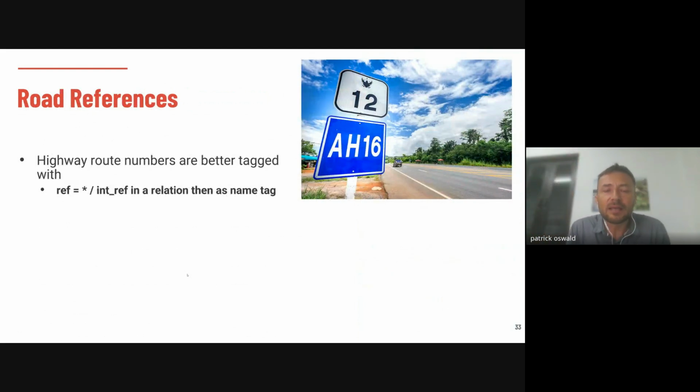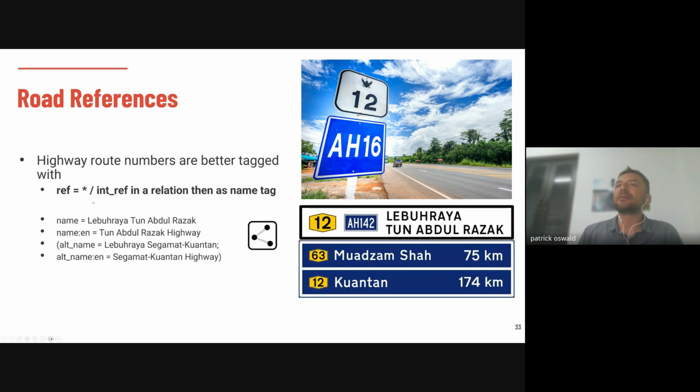One of my nearly last slides for today is road references. I mentioned it before: road references are not really names, so better not tag them as name. Example here, a name in Malaysia. The road is called Lebuh Raya Tun Abdul Razak. That is the correct Malaysian name. In English, Lebuh Raya means highway or main road. The English translation would be Tun Abdul Razak Highway, the name of a person.